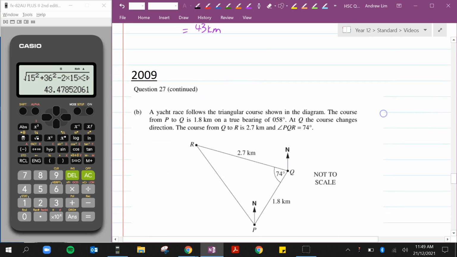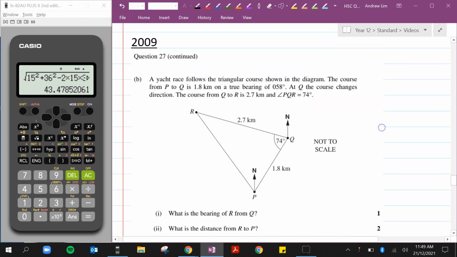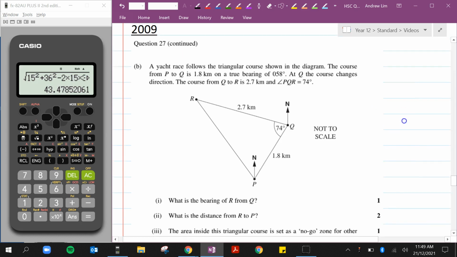Okay, question 27, part B of the 2009 paper. A yacht race follows the triangular course shown in the diagram. The course from P to Q is 1.8 kilometers on a true bearing of 58 degrees. So this has to be 58 degrees because it says from P, so we're starting north of P.